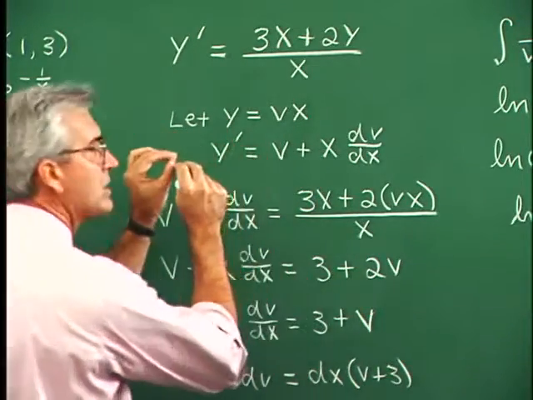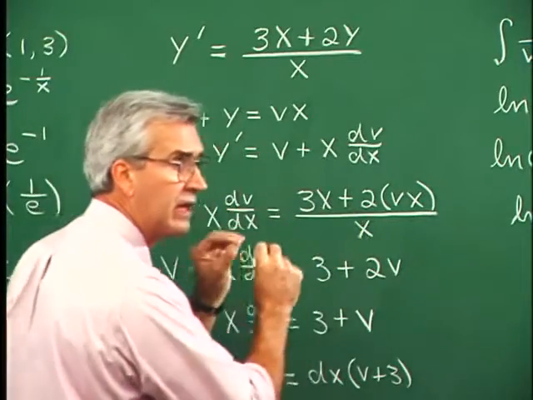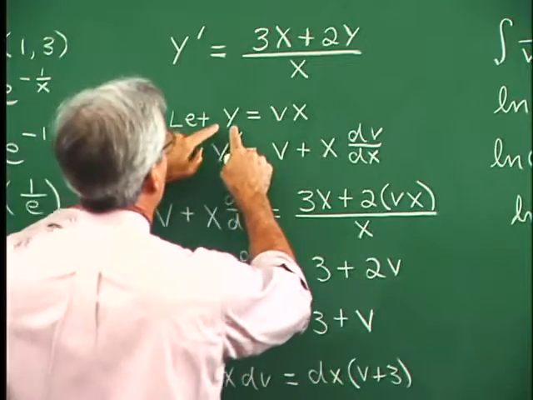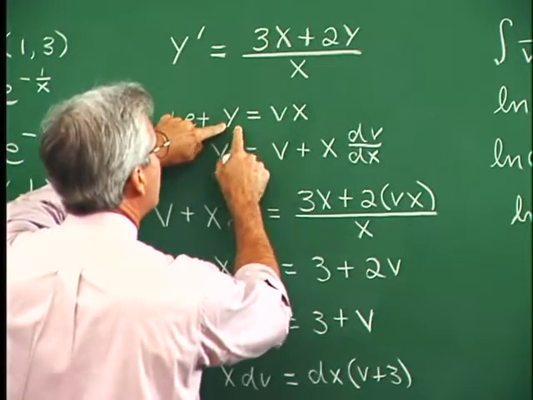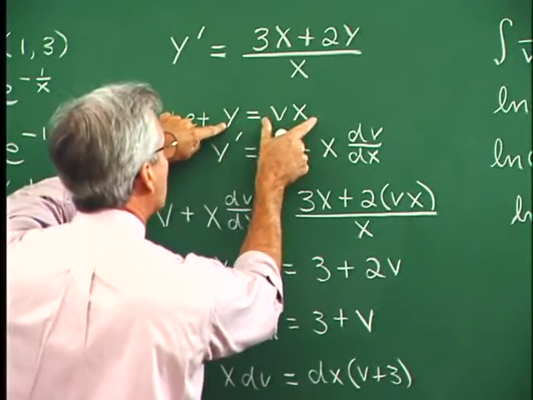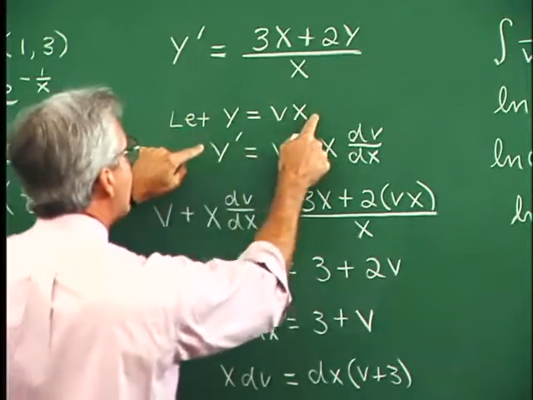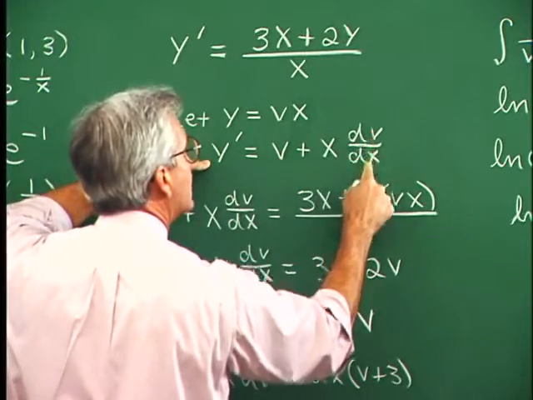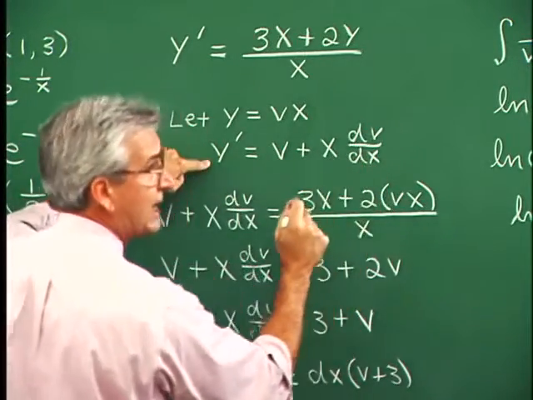But the technique involves this. We are going to make a substitution here, and then we're going to separate variables, and it'll be successful. We're going to substitute vx for y. So y equals vx. Now, if y is vx, then y prime is v plus x times the derivative of v with respect to x.